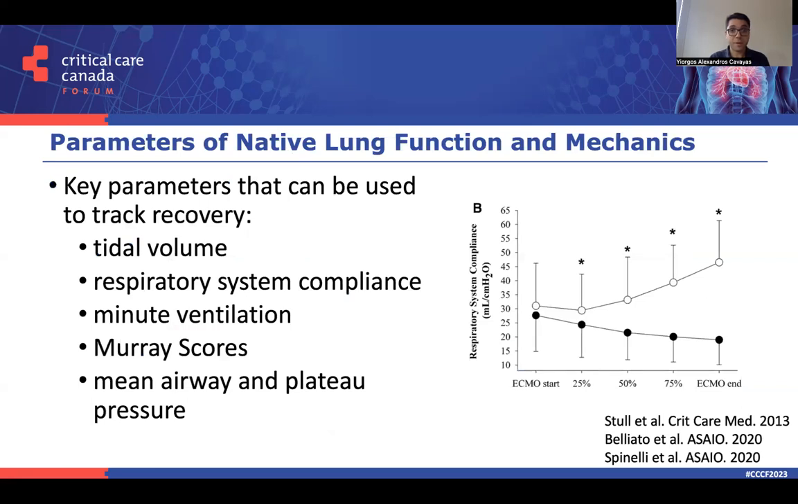Key parameters that are used in the literature to track recovery include tidal volume, respiratory system compliance, minute ventilation, Murray scores, mean airway, and plateau pressures. As you can see on the right side of the screen, respiratory system compliance improves progressively in patients that are eventually weaned, but stagnates or even deteriorates in patients that never get weaned.